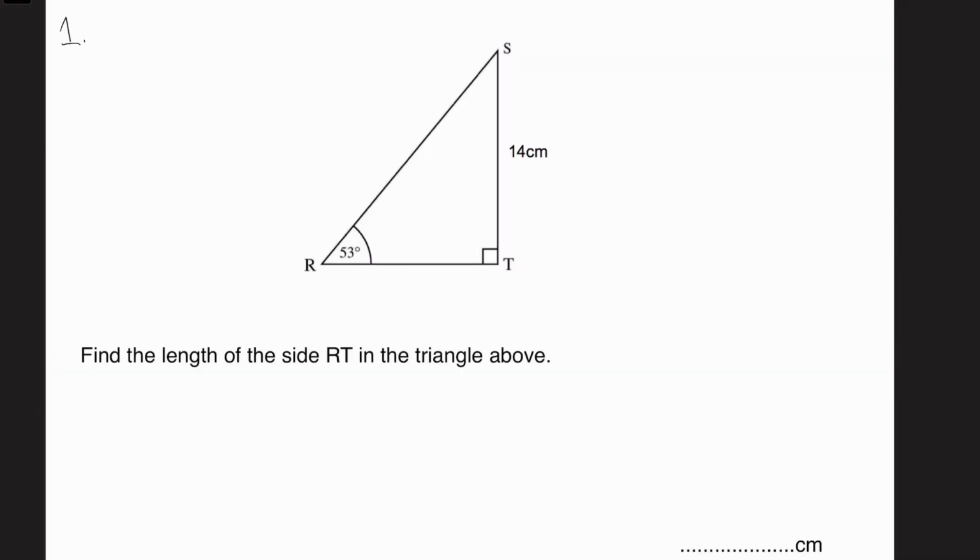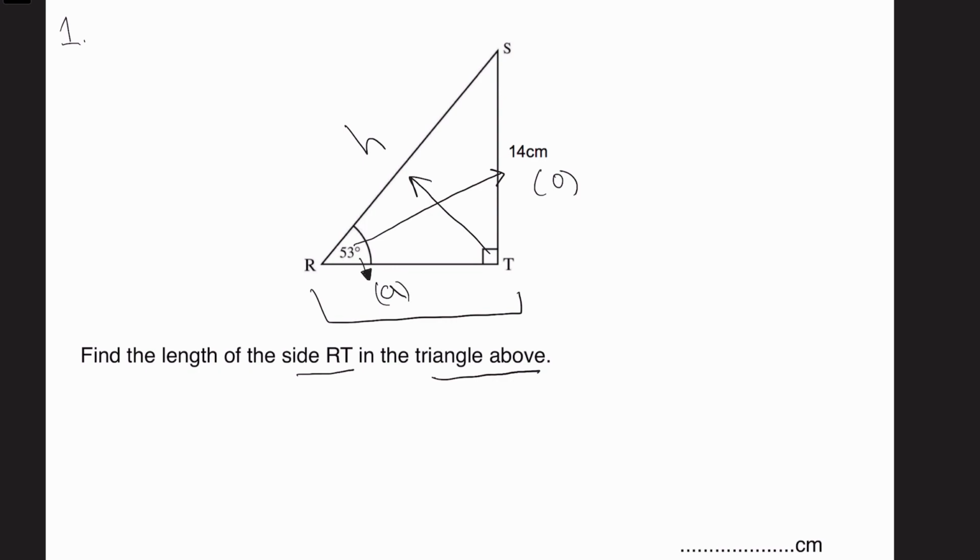And now let's start with question number 1. So the first thing you want to do is always label the sides. So 14 is opposite the angle 53. This side has to be O. And this angle is next to this side. This side has to be A, which means this side has to be H because it's opposite the right angle. It says find the length of the side RT in the triangle above. So RT is this part here, which you've identified as A.